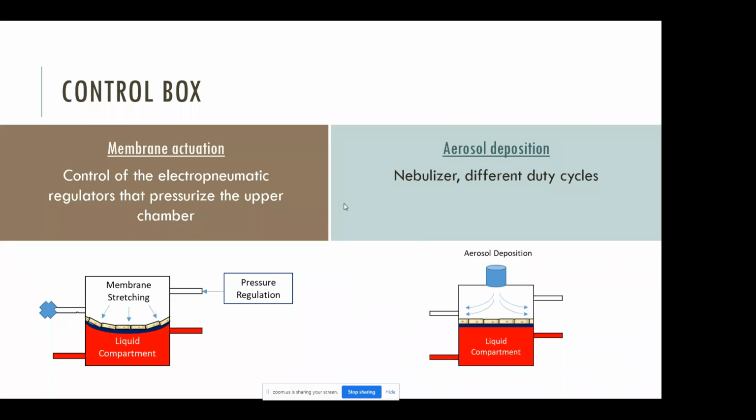In fact, the control box controls everything. It controls the actuation of the membrane, it controls the aerosol deposition, and it also controls the flow of fluid in the liquid compartment. So just looking at it, it's a very simple system, two chambers and a stretching membrane, but obviously the complexity lies in the design to make sure that we get a uniform particle deposition, and to make sure that the stretching level of the membrane is very similar to the stretching that we get when we breathe.